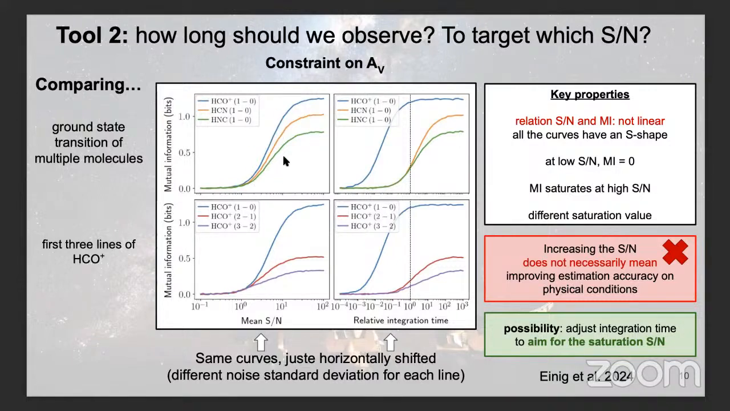And so here, it's not very interesting, but once you translate this into integration time, of course, different lines will require different integration time. And here we are comparing to the integration time we had in the Orion B project. And we see, for instance, that we wouldn't gain anything on HCO+ by observing longer, but we would gain information from HCN and HNC.